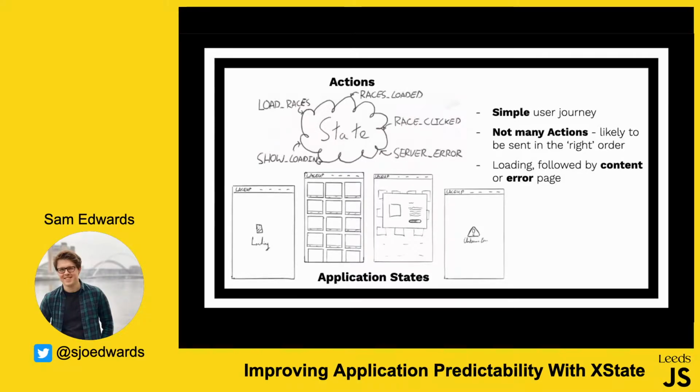So if you think about the actions that are being dispatched to the states, there's not that many. So we want to load some races, show an error, click a tile. It's fairly easy to see the order that they might be dispatched in. So our application is fairly predictable. We don't really need to put anything in place to think about how that might fall into place in the way that we want to.